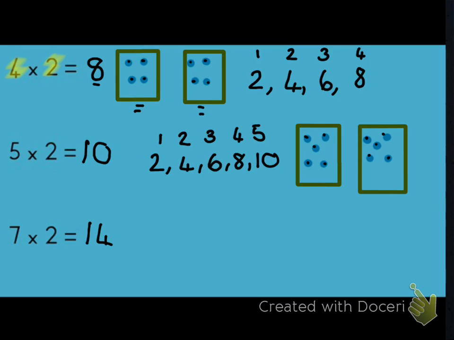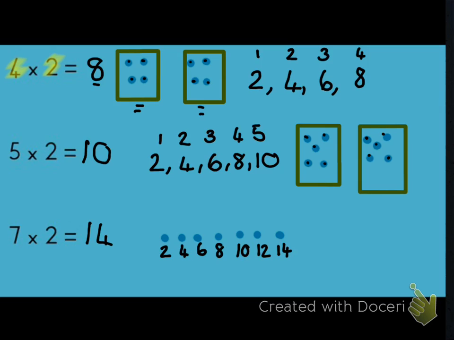Imagine that the dots are your fingers. There are your 7 fingers. And now we count in twos. 2, 4, 6, 8, 10, 12, 14. So 7 times 2 is 14.